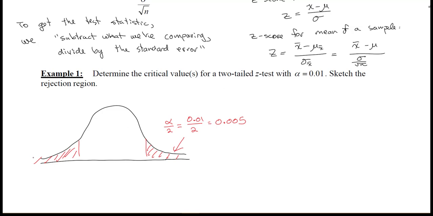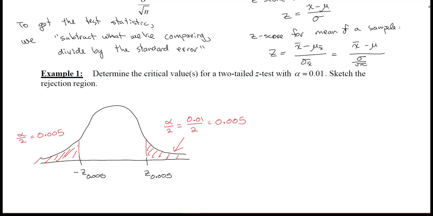Okay, and then on the other side, same thing. The alpha over 2 is going to be 0.005. Okay, so what we want to find is this value here. This is where the color changes. So I'm going to call this z.005 because that's the area to the right. This one over here is going to be negative, so it's going to be the negative of z.005.